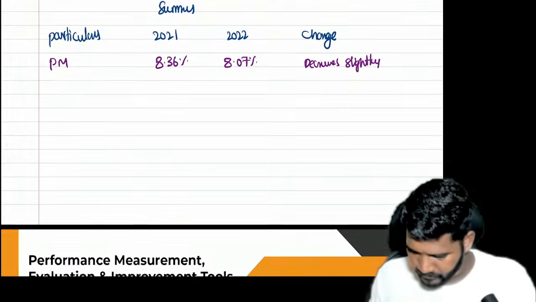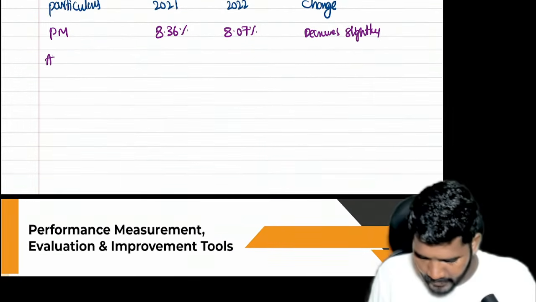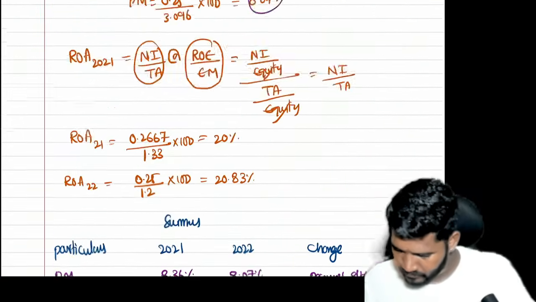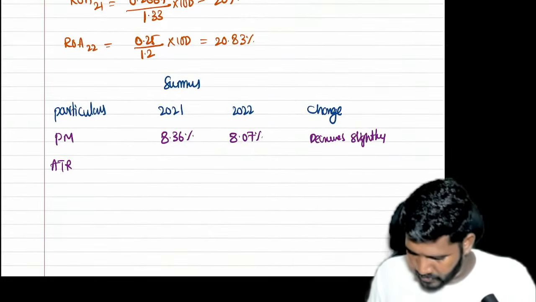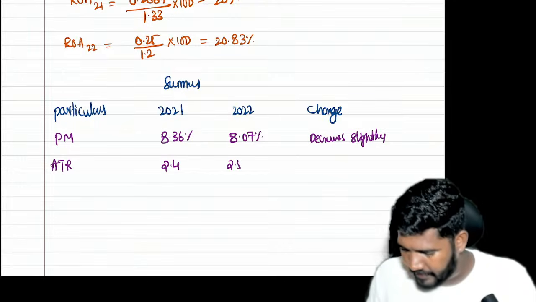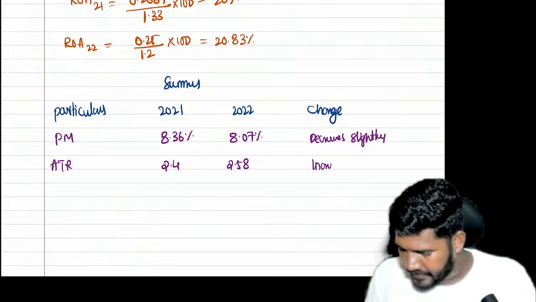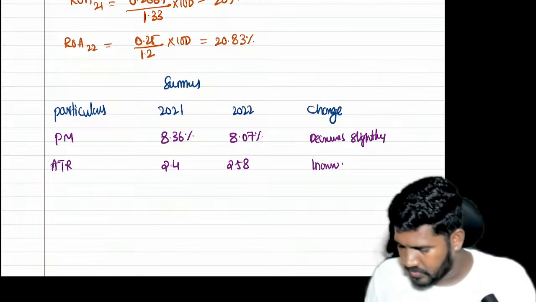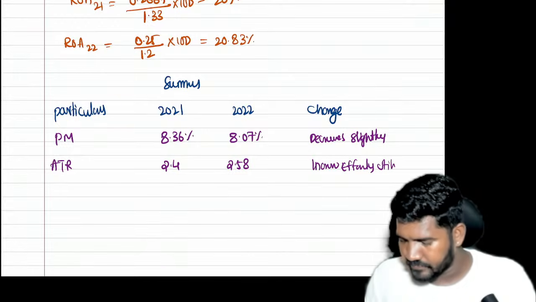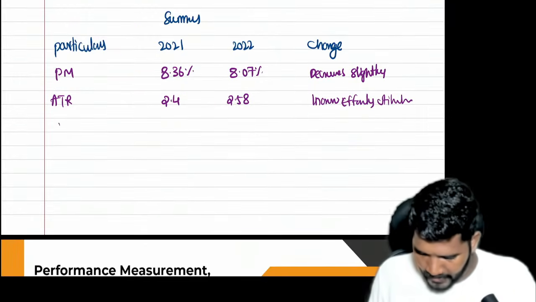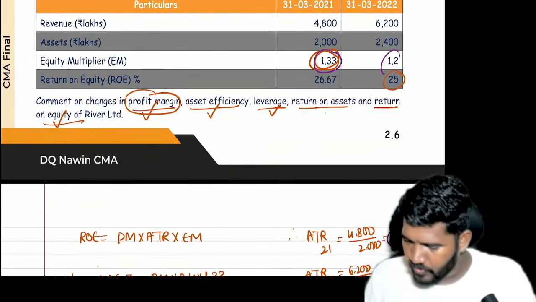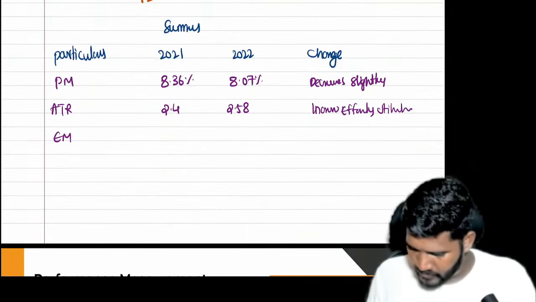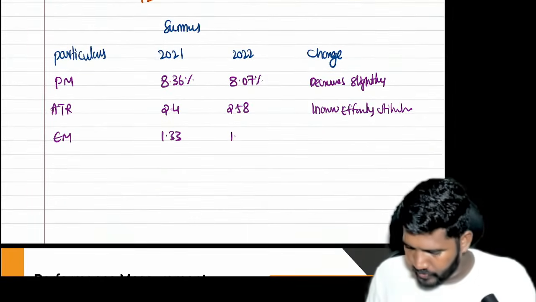Next, asset turnover ratio: 2.4, 2.58. Increases, increases means effectively utilizing. Next, equity multiplier: 1.33, 1.2.